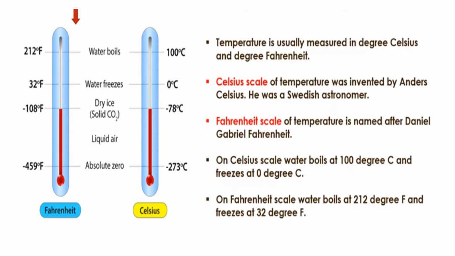The temperature is usually measured in degrees Celsius and degrees Fahrenheit. So there is a difference between Celsius and Fahrenheit. You can see in this picture, the Celsius scale of temperature was invented by Anders Celsius. He was a Swedish astronomer. And the Fahrenheit scale of temperature is named after Daniel Gabriel Fahrenheit. On the Celsius scale, water boils at 100 degrees Celsius and freezes at 0 degrees Celsius. On the Fahrenheit scale, water boils at 212 degrees Fahrenheit and freezes at 32 degrees Fahrenheit.